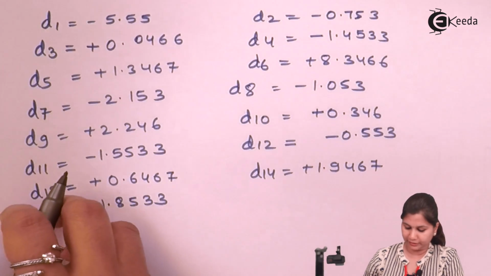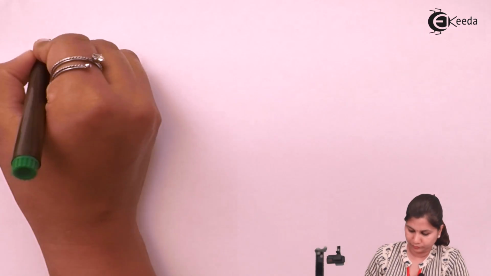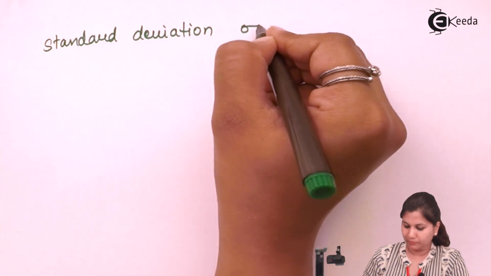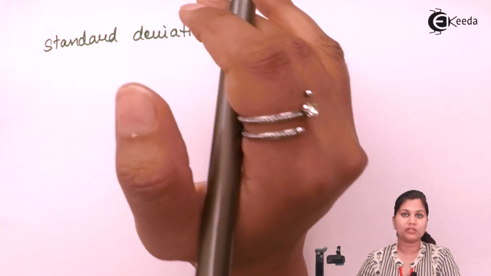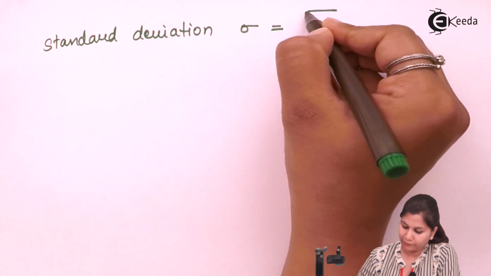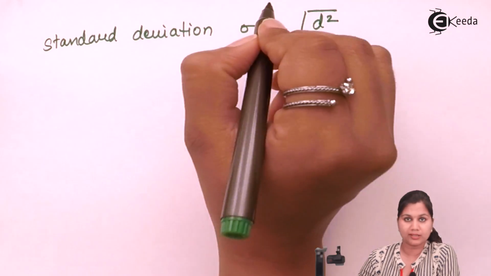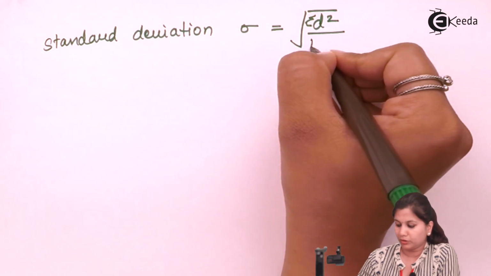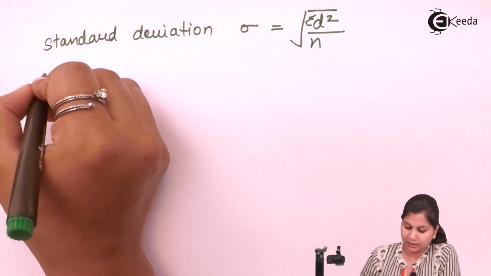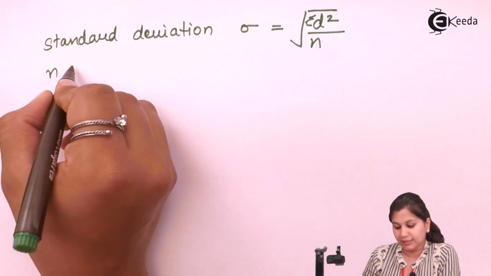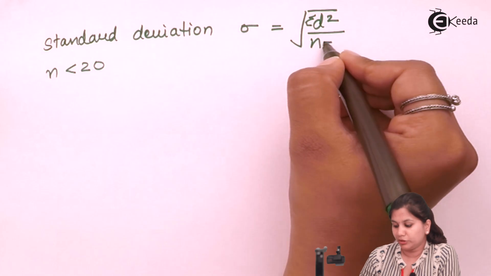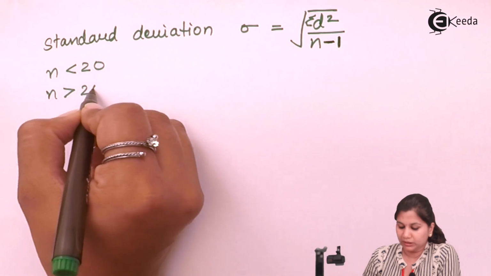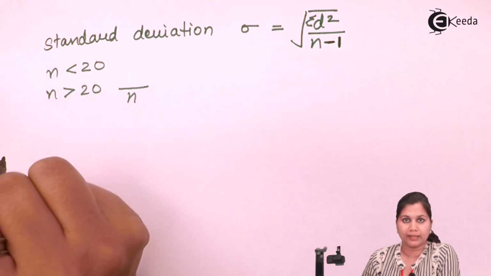Now to calculate standard deviation, standard deviation is given by sigma. It is the root mean square of the deviations. So we have to take the square of all the deviations, then take the sum of those deviations and divide by the total number of readings. Keep in mind that when n is less than 20, the denominator term is n minus 1. If n is greater than 20, then in the denominator we will divide by n.